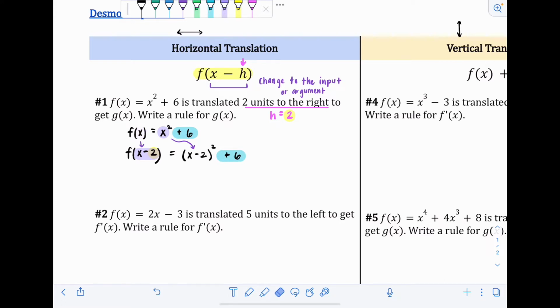And then the last little part of the problem is that the directions said to write a rule for g of x, saying that f of x is translated to get g of x. So our final answer would be to name the new function g of x. It would be g of x is equal to, and then it's all of this. We're just naming that new function g of x. So g of x is equal to x minus 2 squared plus 6, and we'll just leave it like that.